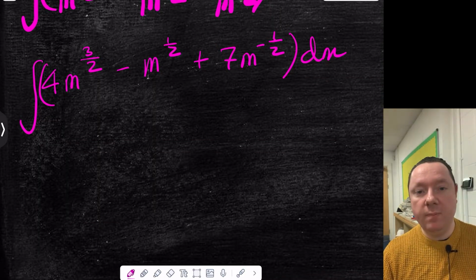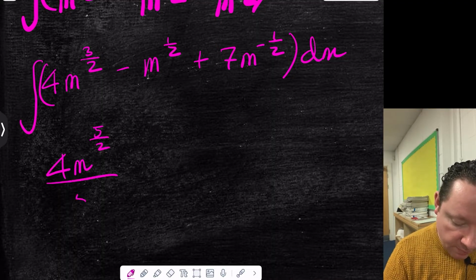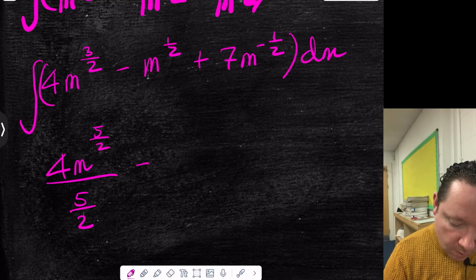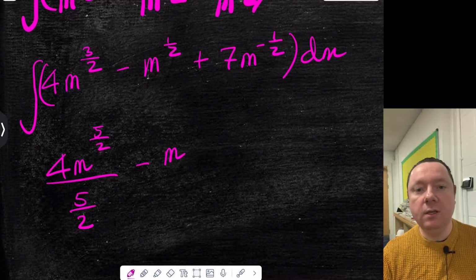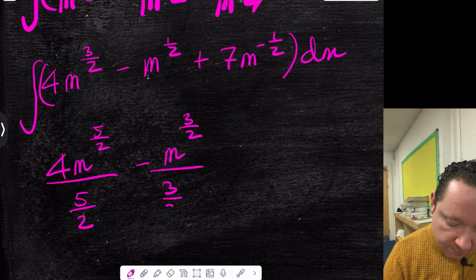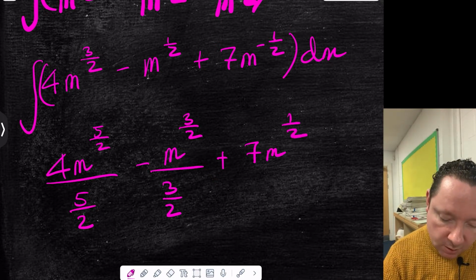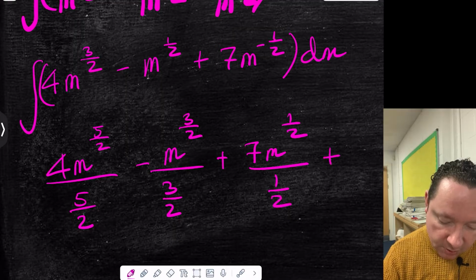Add 1 to the power, divide by the new power. So we've got 4m, 3/2, 4/2, 5/2. So we're dividing by 5/2. Minus m, 1/2, 2/2, 3/2. Dividing by 3/2 then. Plus 7, sorry, m to the minus a half goes to a half when you add 1. So I'm dividing that by a half plus c.